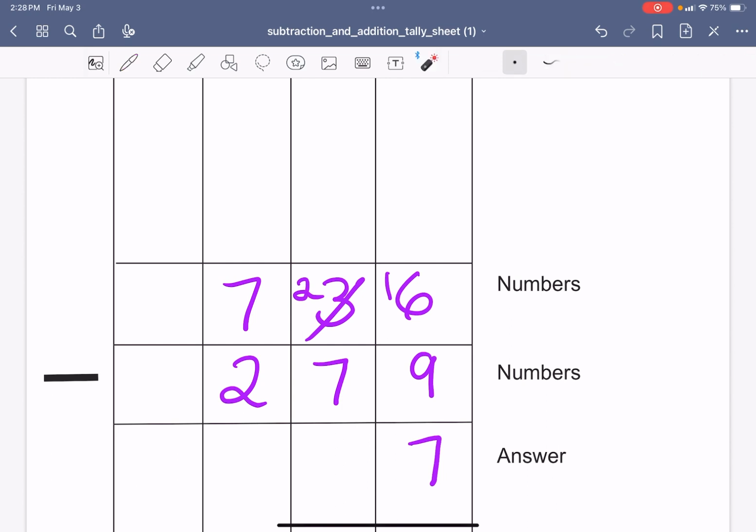Now we've got to do 2 minus 7. So 2 is smaller than 7. So we have to borrow again. So the 7 is going to become a 6. And then the 2 over here is going to become a 12. So 12 minus 7 is 5. And 6 minus 2 is 4. So the answer is 457.